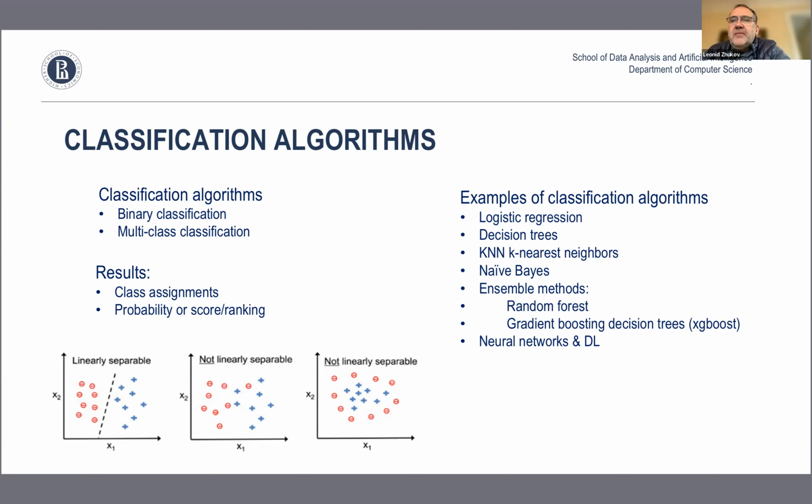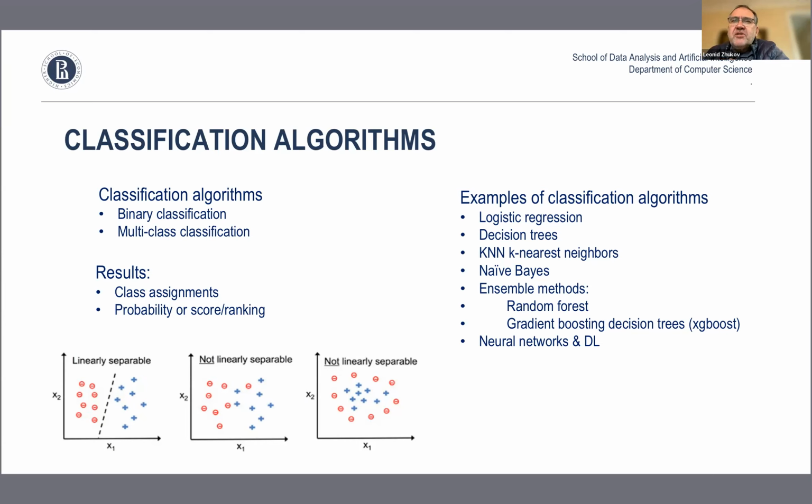So, when we talk about classification, we can think about either binary classification, where we split everything into two classes, yes or no, positive or negative, or it can be multi-class classification. And the results can be either class assignments, or what's used more in practice, the probability for a point to belong to a particular class. It's a probability or score or ranking, and this is called ranking classifiers. We're going to look at them today.